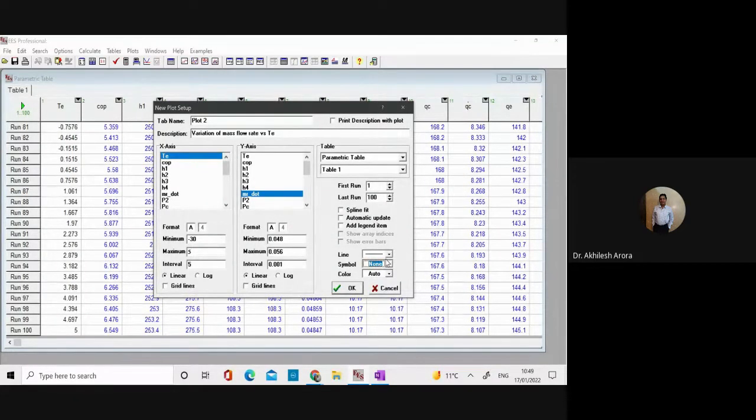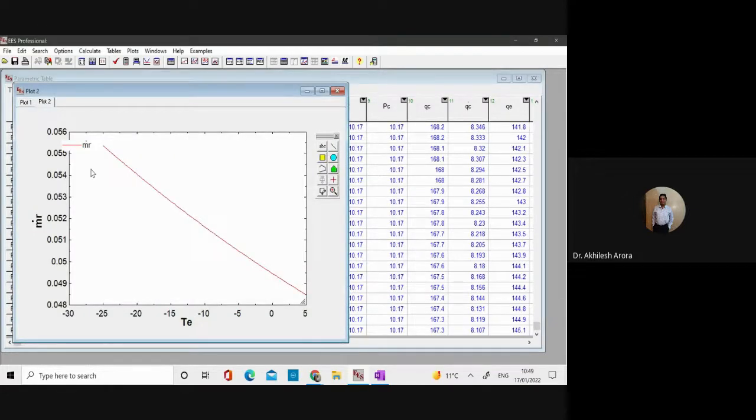Color I will take, let us say, red color this time. And once again parametric table, table 1 and 1 to 100. Does it show add legend item? Yes, legend item is important here. Now you just see it here. See, this is the legend item. Earlier we have not chosen it. So this is the mass flow rate in kg per second. You can see it here. It is reducing.